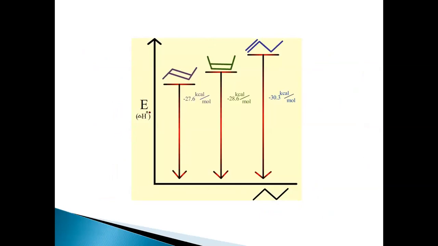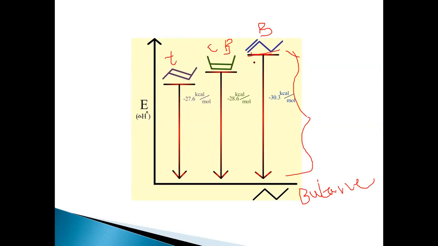The heat of hydrogenation here is for the conversion of trans-2-butene. This is cis-2-butene, and this is just 1-butene. The energy released when converting to the product, butane, is more in the case of 1-butene, and here it is only 28.6, and here only 27.6, which means that 1-butene is at the higher energy level. Because it is at the higher energy level, the heat of hydrogenation, or the energy released on converting it, is more, and the others are a little more stable when compared to it.